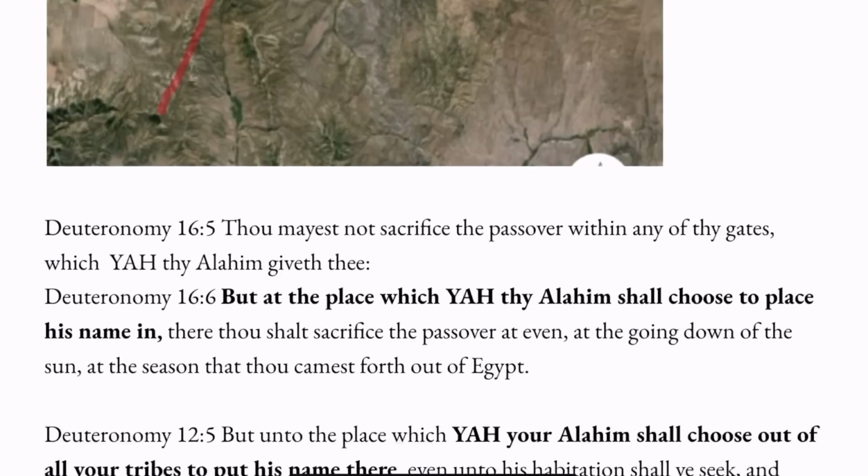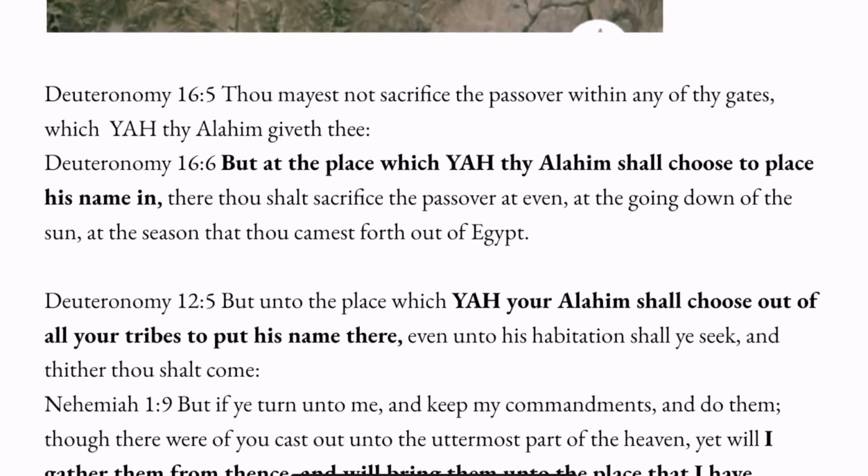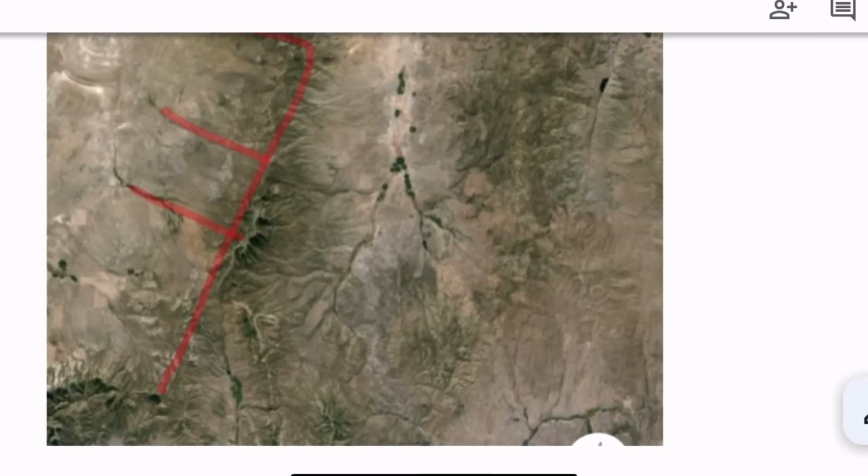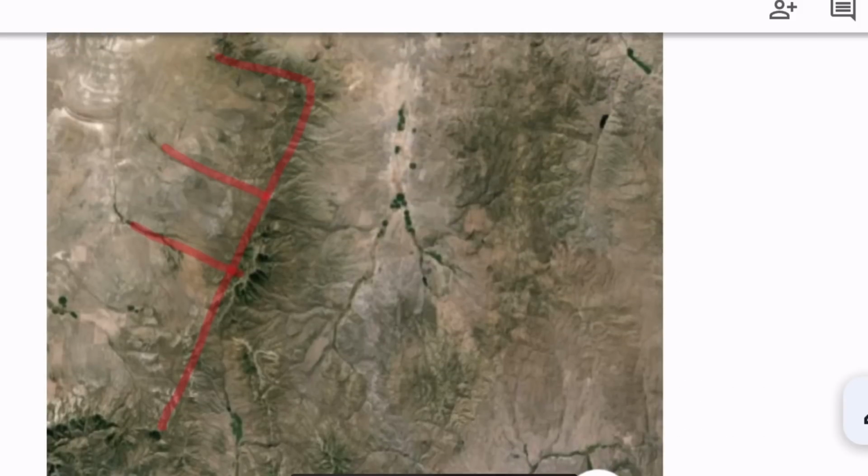So now, Deuteronomy 16:5. Thou mayest not sacrifice the Passover within any of thy gates which Yahuwah thy Elohim giveth thee, but at the place which Yah thy Elohim shall choose to place his name in. There thou shalt sacrifice the Passover at even. Hold up. Yah said he's going to set his name in the place where we sacrifice our Passover, which is Jerusalem.